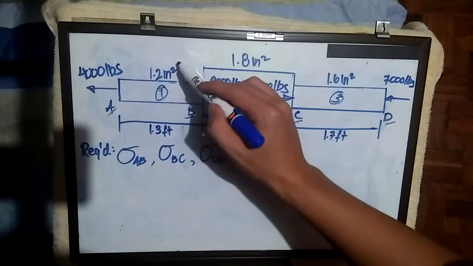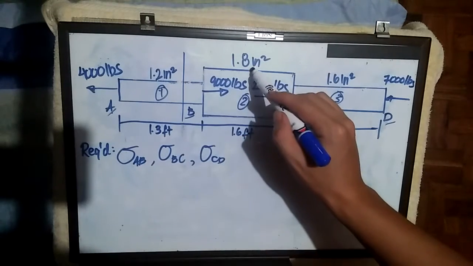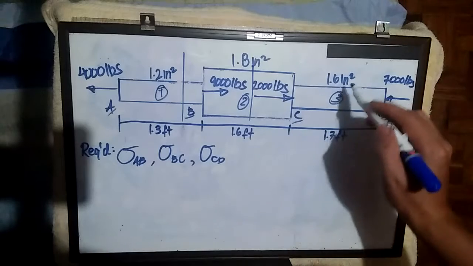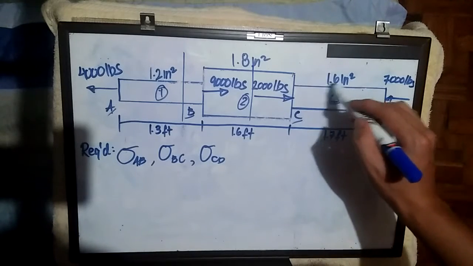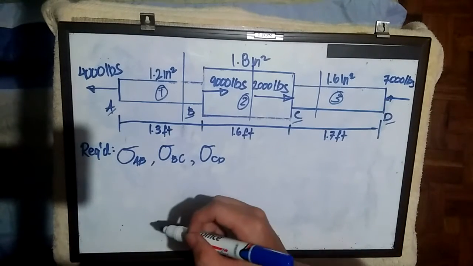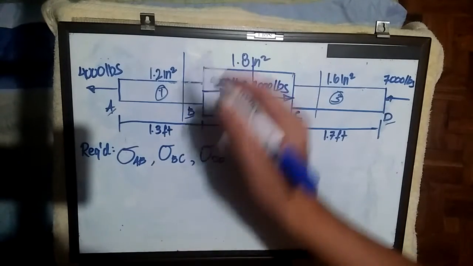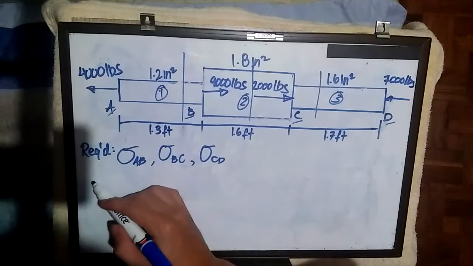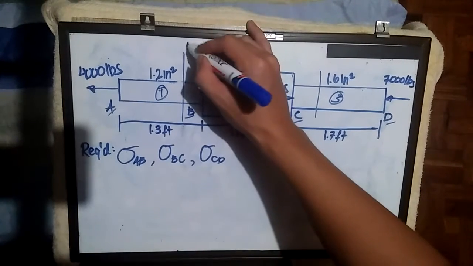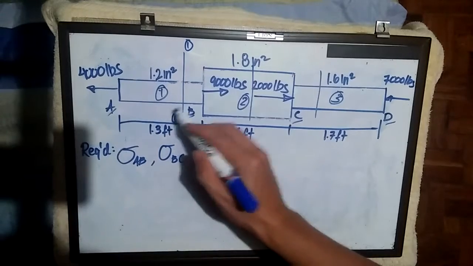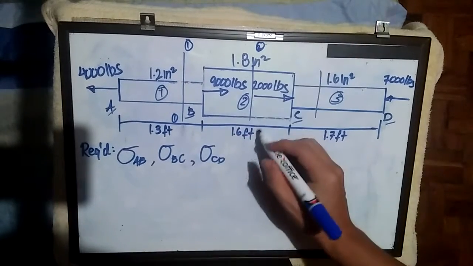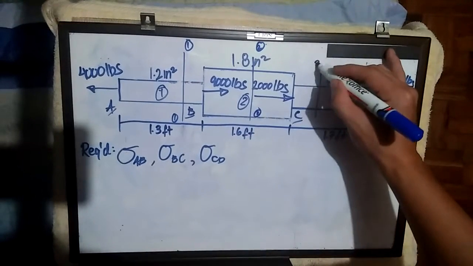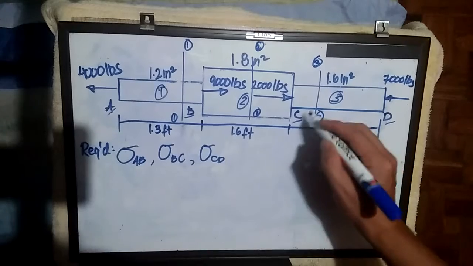So, cut natin siya dito. Tapos, cut din natin siya somewhere here. And then, cut din natin siya somewhere at this portion for the third section. Okay? So, meron po tayong tatlo. Let's try to draw section 1 and then 1-1. Dito naman 2-2. And then, dito naman 3-3.